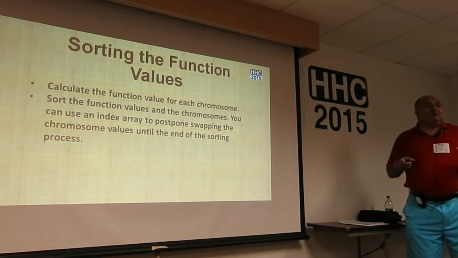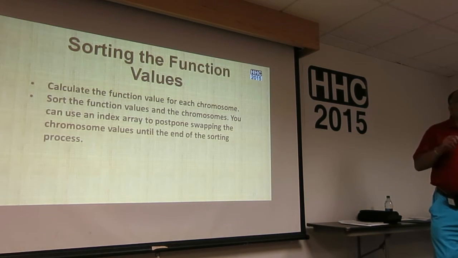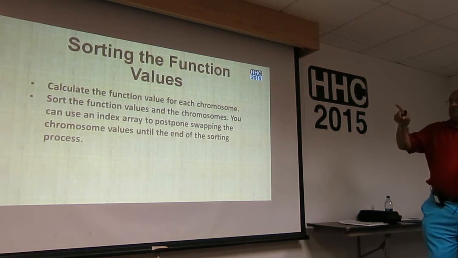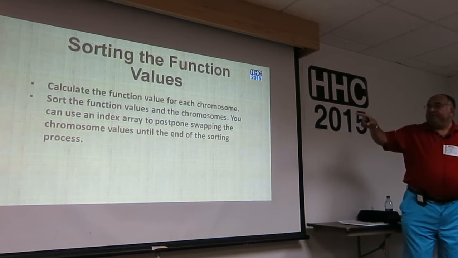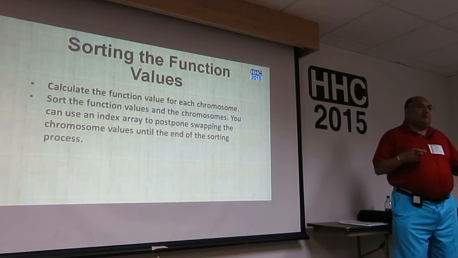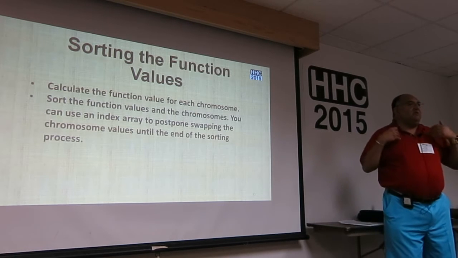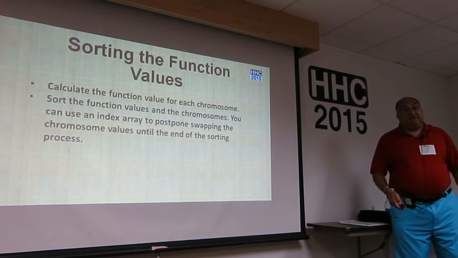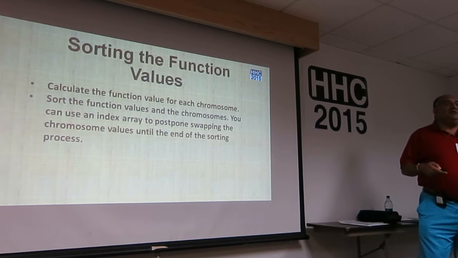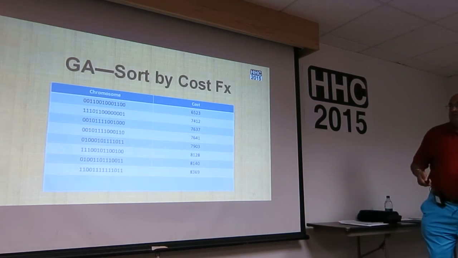The next step is to sort the function values. After we calculate the function values for each of the chromosomes, we sort them out. Usually the method I use is an intermediary index array to postpone shuffling the chromosome values until the very end. This way you go much faster, especially if you have a large population, like 500. Difficult problems require larger populations.